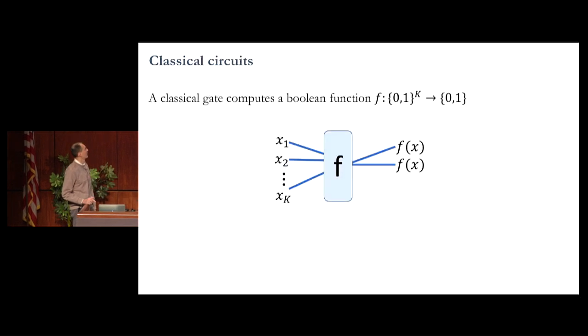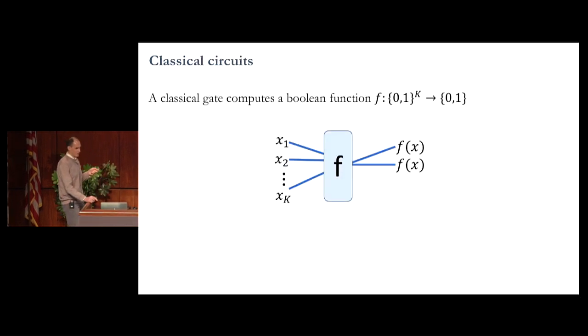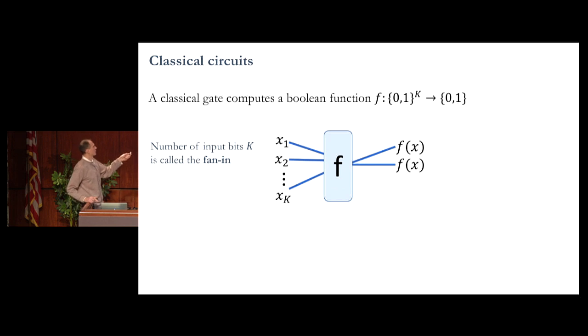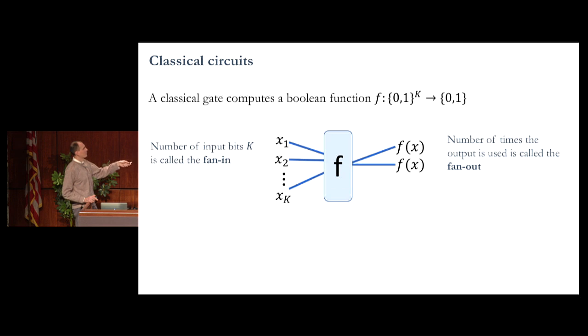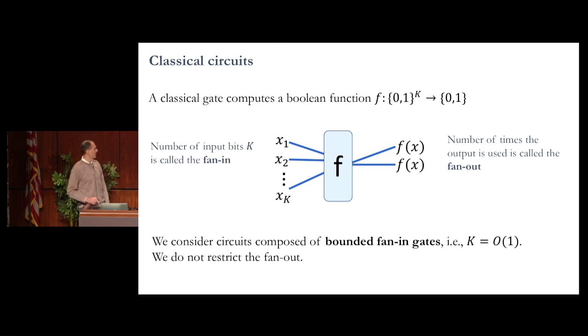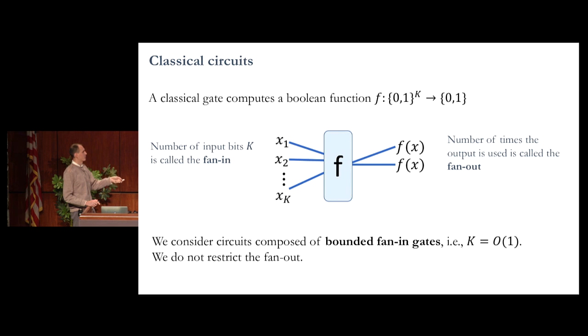Let's move to classical circuits and some terminology. A classical gate basically computes a Boolean function. So we have some number of input bits k, which is called the fan-in of the gate. We have some number of output wires called the fan-out of the gate. The function computed by the gate is copied to every output wire. And I'm going to consider circuits with bounded fan-in, so the number of input wires is bounded by some constant k.